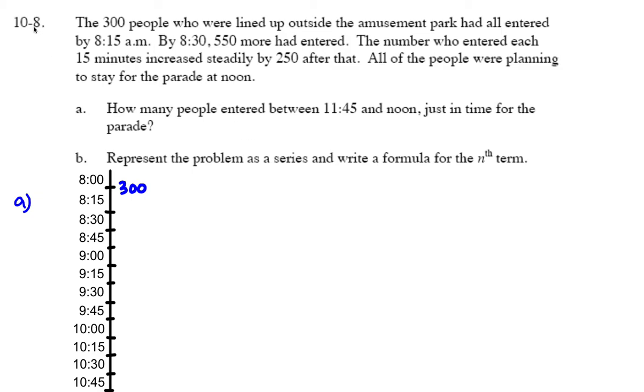Problem 10-8. The 300 people who were lined up outside the amusement park had all entered by 8:15 a.m. By 8:30, 550 more had entered the park. The number who entered each 15 minutes increased steadily by 250 people after that. All of the people were planning to stay for the parade at noon.